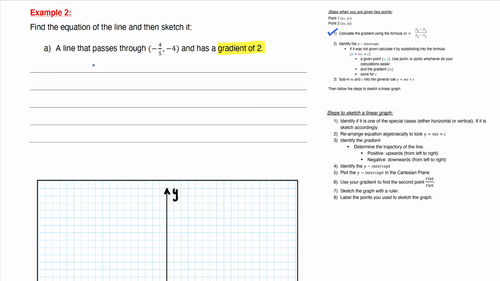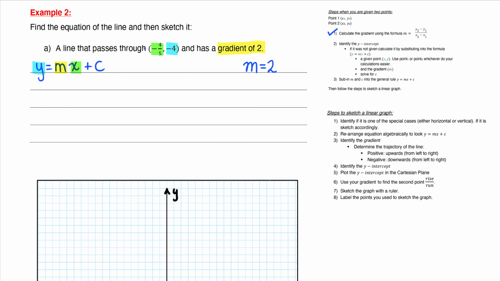Because I already have my gradient, I'm going to write it down. What is my gradient? My gradient is 2. Agree? Wonderful. It says, if it's not given, we have to substitute into the formula. So we're going to put our formula: y is equal to mx plus c. Wonderful. What is m? M is 2. That's the 2 that I have there. Now, what are my values here? My x is this x. My y is this y. And we're going to solve for c.